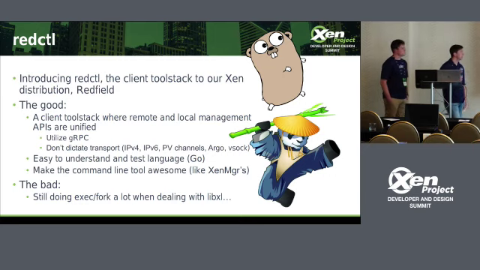We don't dictate transport, so you can use IPv4, 6. You can do it over PV channels, Argo. Now that that's been merged into master, that's probably something that we'll be targeting. And VSOCK is something that we've been looking at, potentially VSOCK plus Argo as an intermediary.